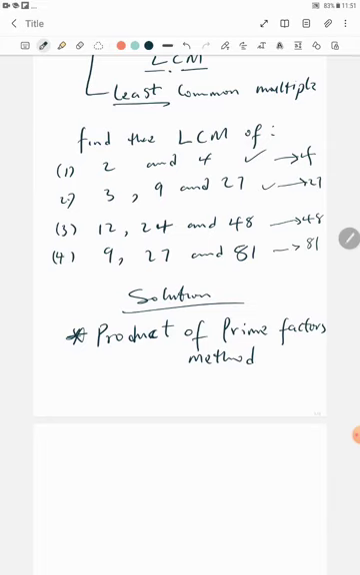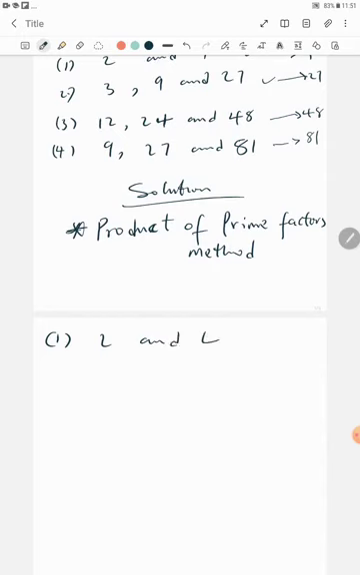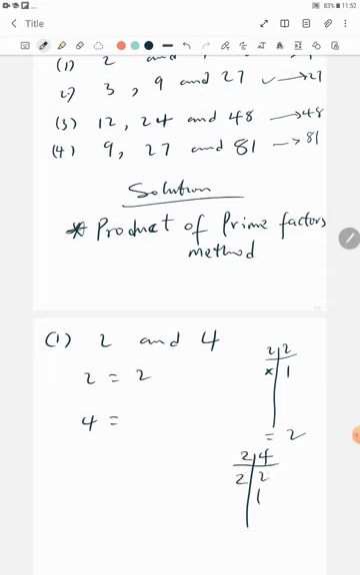Now let's take the first example, which is 2 and 4. We take our 2, we take our 4, and we write them as products of their prime factors. Of course, you remember, to write 2 as the product of its prime factors, we divide by 2, and there's nothing to divide with again. So the product of prime factors of 2 is actually 2. For 4, we start with 2, then we use 2 again, we have 1. So the product of prime factors of 4 will be 2 times 2.